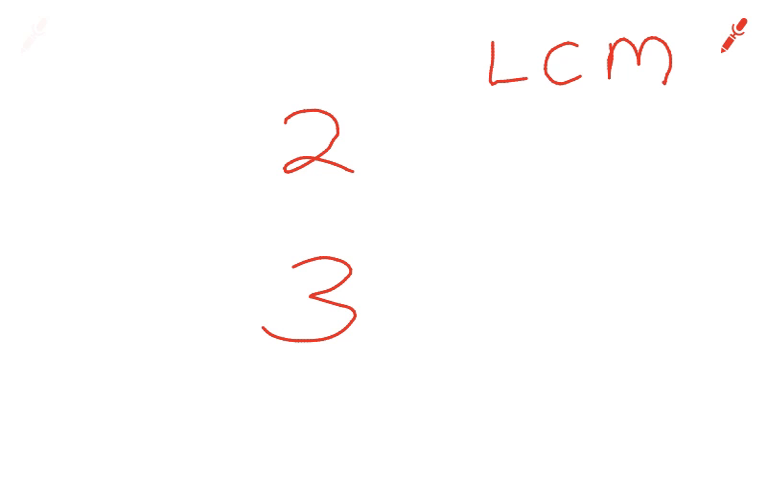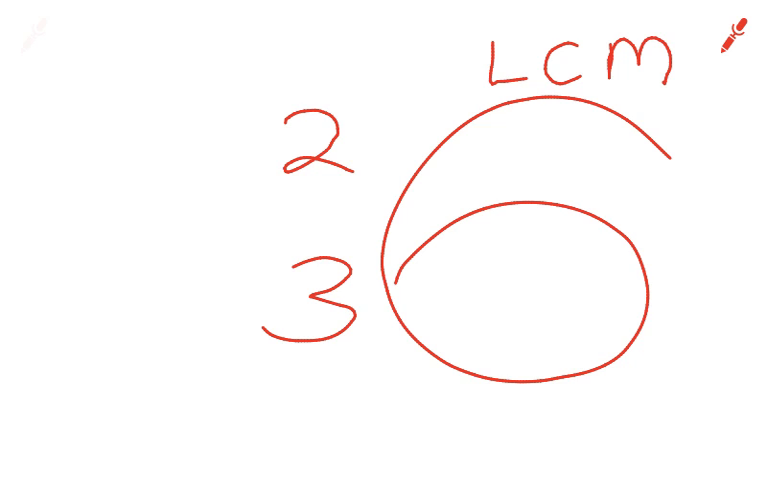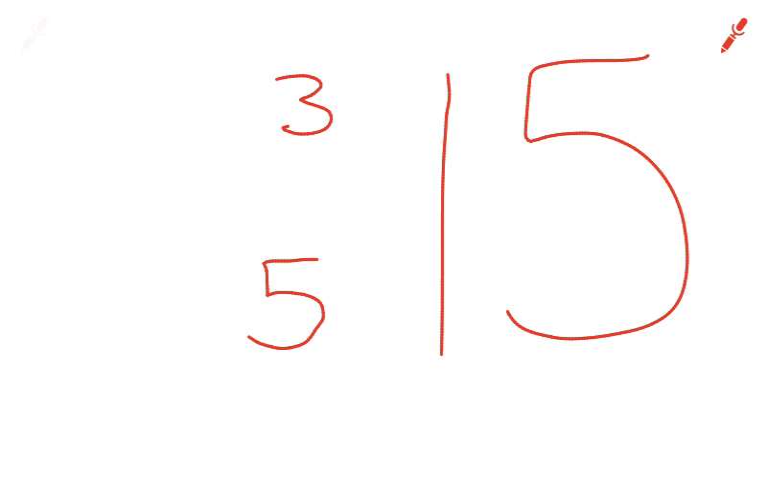Next one, E. We have 2 and 3. Write down what you think the LCM is going to be, what the lowest common multiple is, the lowest number that 2 and 3 both go into. The answer is 6. 6 is the lowest number that they both go into. F. We've got 3 and 5. The LCM for both 3 and 5, the lowest number that 3 and 5 both go into, is 15. 15 is the lowest number that they both go into.